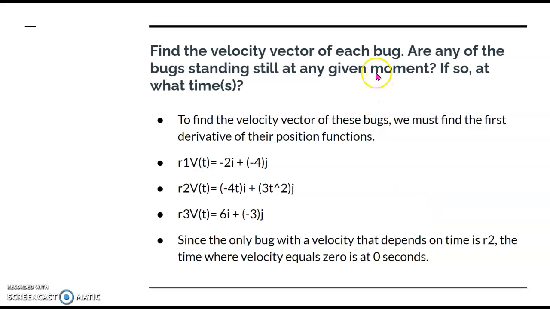Okay, so are any of these bugs standing still at any given moment? Well, we found the velocity of each one of the vectors. Because the velocities of R1 and R3 are constant, they're never going to be standing still at any given moment. However, R2 varies. So what we can do is take that vector and set it equal to 0 and then see exactly when. In this case, t equals 0 is the answer, so it is standing still right when it starts.